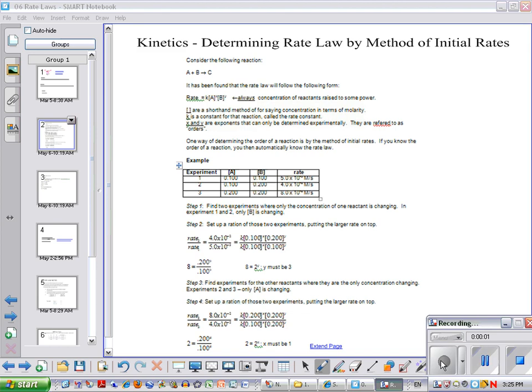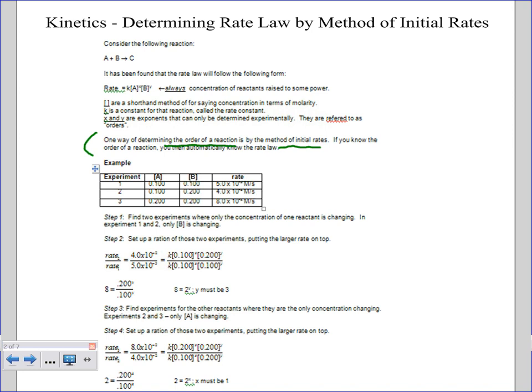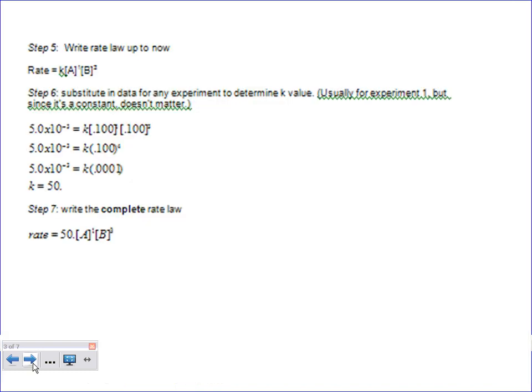Okay, we've talked a little bit about kinetics and about rate laws, and now you are going to be able to determine the order of a reaction, and we do that by the method of initial rates. So if you see these initials, that stands for method of initial rates. It's just a process where we can go through and figure out the orders of reaction.